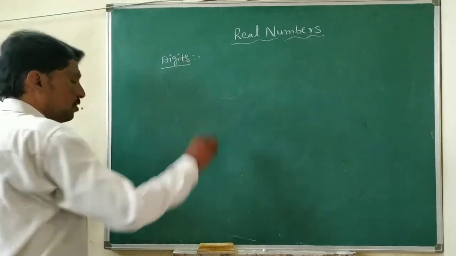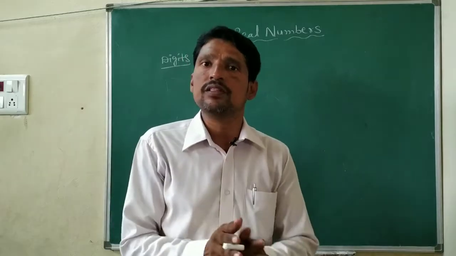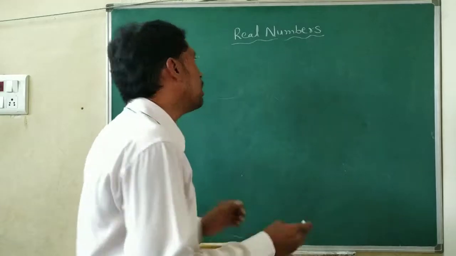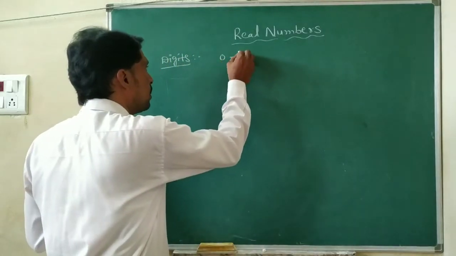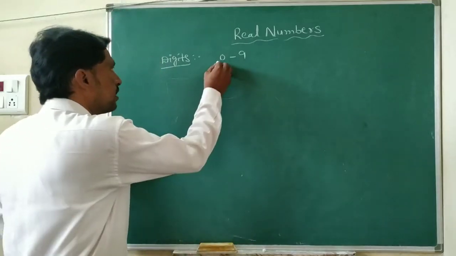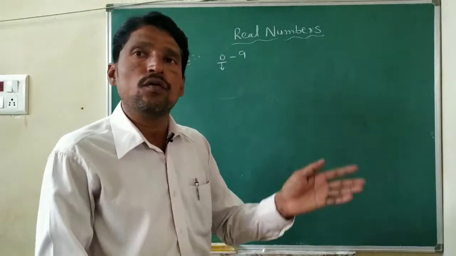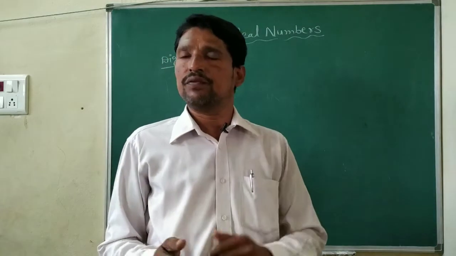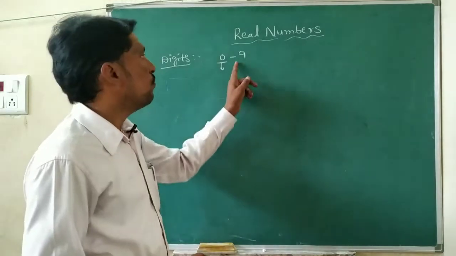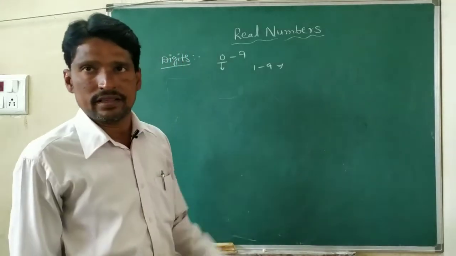digits. So what are digits? 0 to 9. 0 to 9 means 0, 1, 2, 3, 4, 5, 6, 7, 8, 9. 0 to 9 are called digits. Here 0 is the insignificant digit and 1 to 9 are called significant digits.